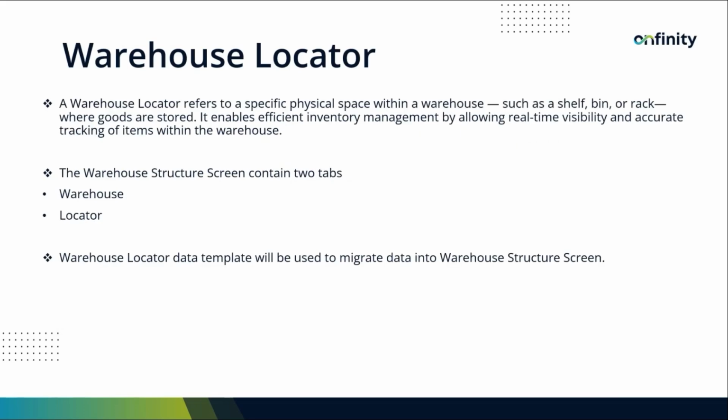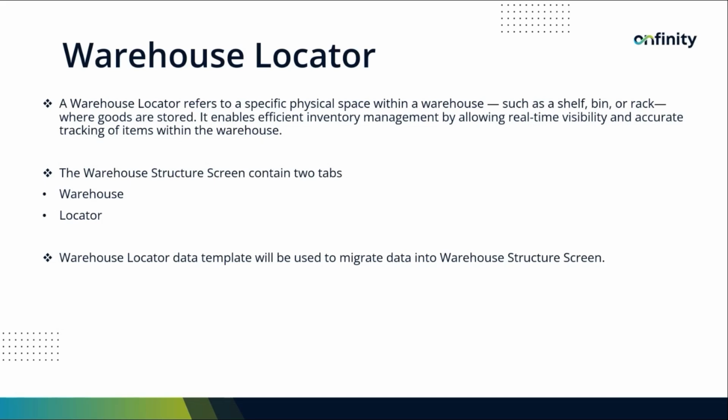You should watch the data template overview for filling out the data into the templates correctly. Then we have the warehouse locator. A warehouse locator refers to a specific physical space within a warehouse, such as a shelf, bin, or rack where goods are stored. It enables efficient inventory management by allowing real-time visibility and accurate tracking of items within the warehouse. The warehouse structure screen contains two tabs, a warehouse and a locator. The warehouse locator data template will be used to migrate the data into the warehouse structure screen.